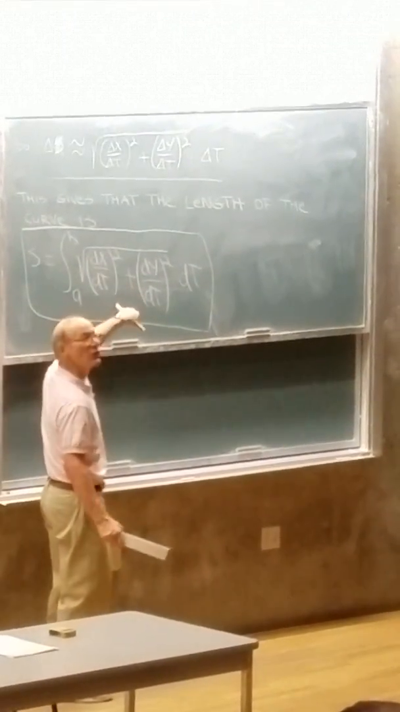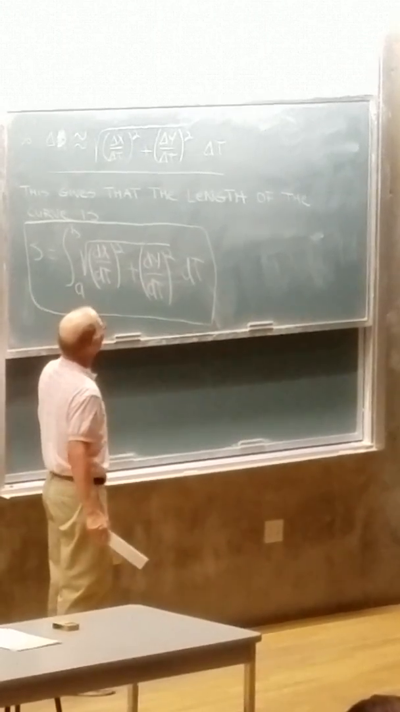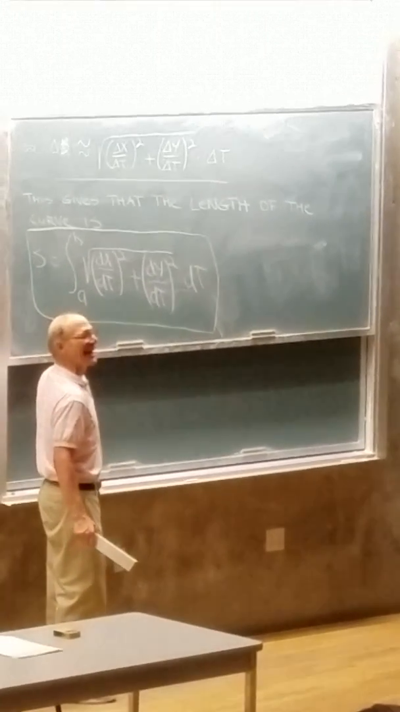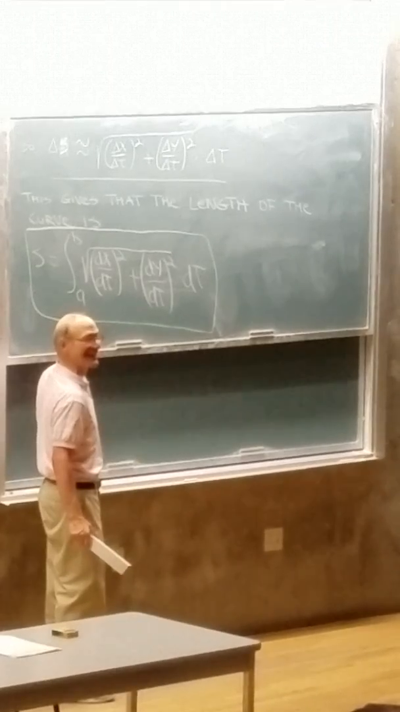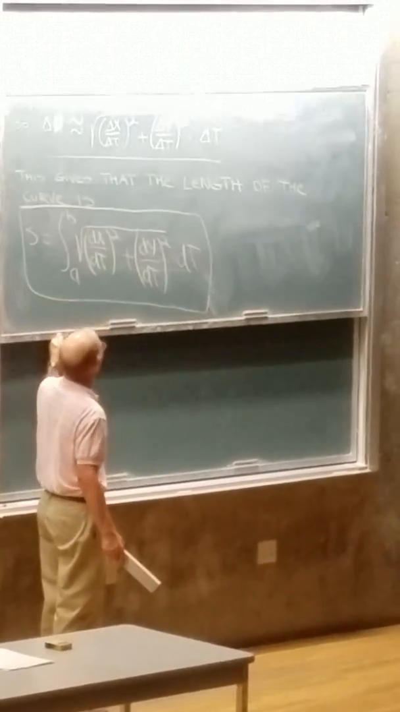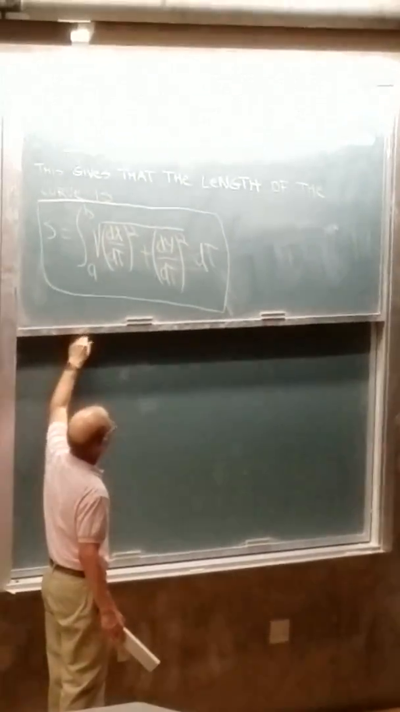Now, because of this square root, for most curves you can't find the arc length exactly, and you have to use some kind of approximation technique. But there are certain special curves where we can actually find the arc length exactly.